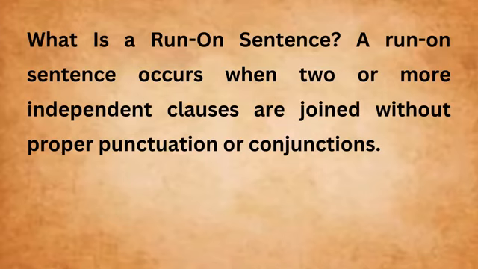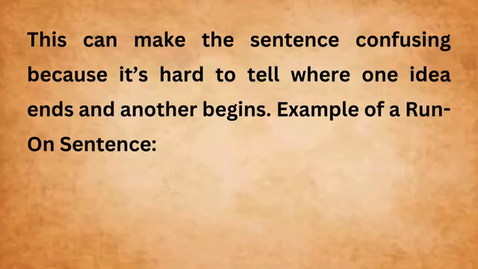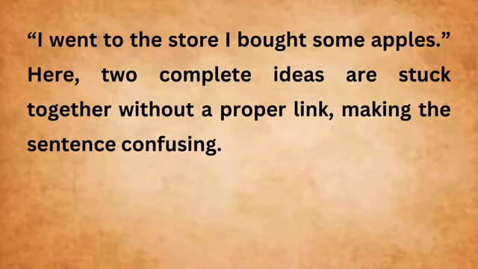What is a run-on sentence? A run-on sentence occurs when two or more independent clauses are joined without proper punctuation or conjunctions. This can make the sentence confusing because it's hard to tell where one idea ends and another begins. Example of a run-on sentence: I went to the store, I bought some apples. Here, two complete ideas are stuck together without a proper link, making the sentence confusing.